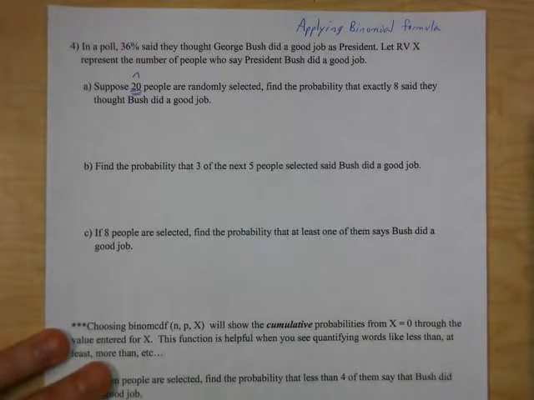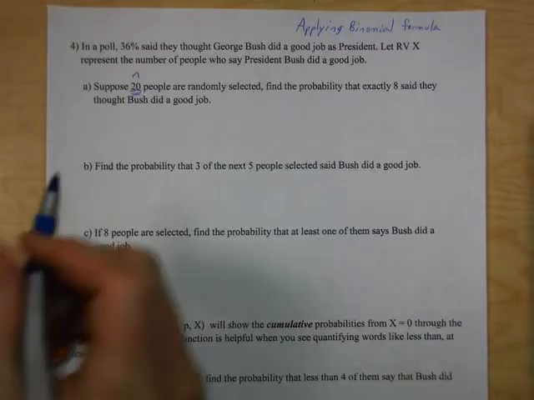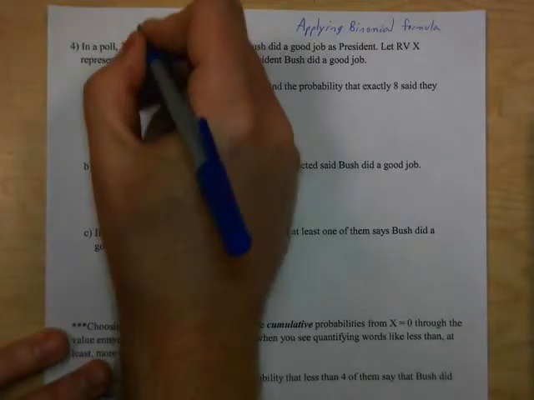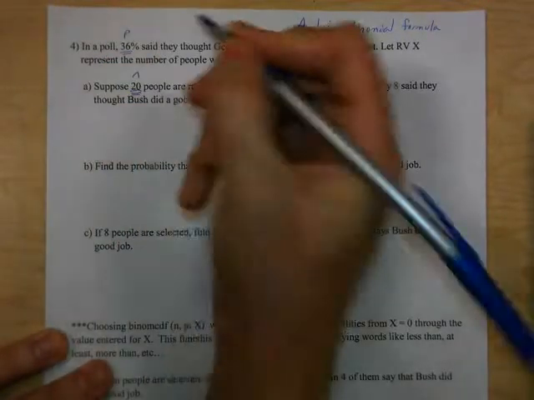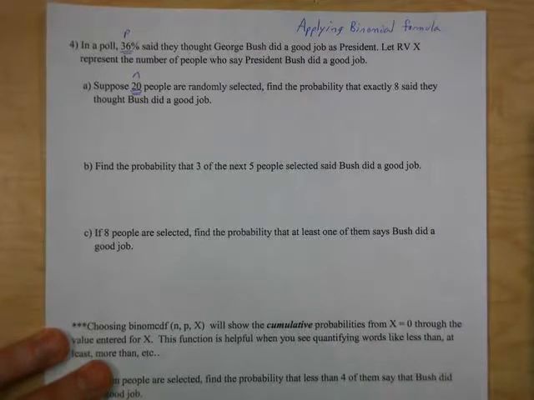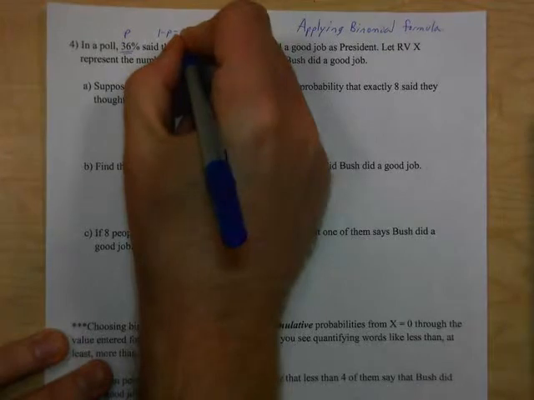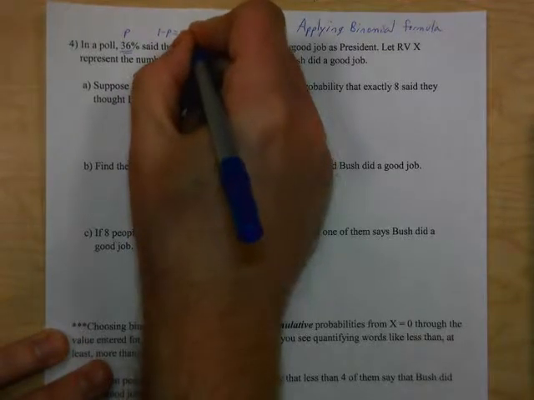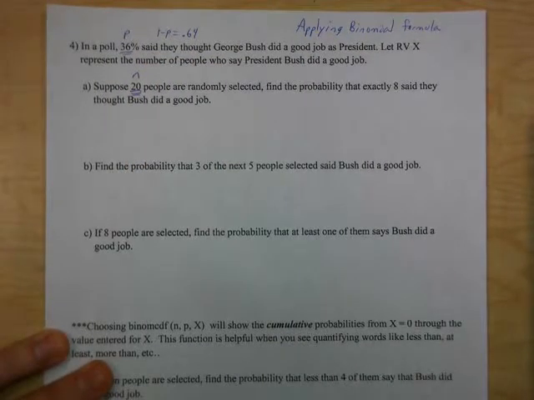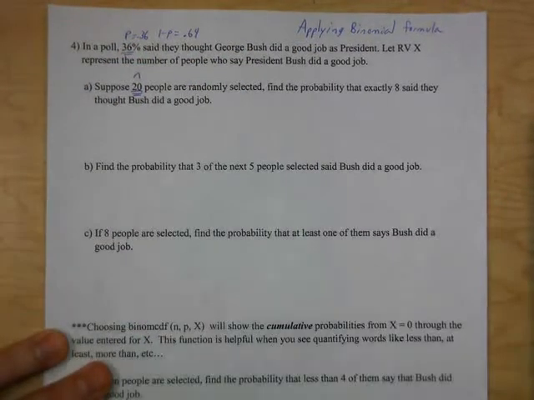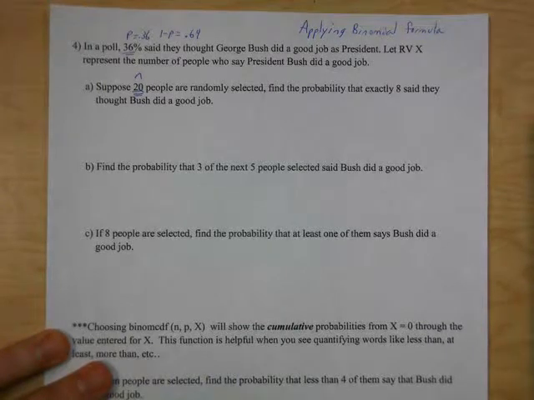The third thing was find the probability of success and failure on each try. Well, the probability of success, 36% said they thought Bush did a good job. So that is your P, probability of success. And then 1 minus P would be 1 minus 0.36 or 0.64. So P would be 0.36, 36%, and 1 minus P would be 64% or 0.64.